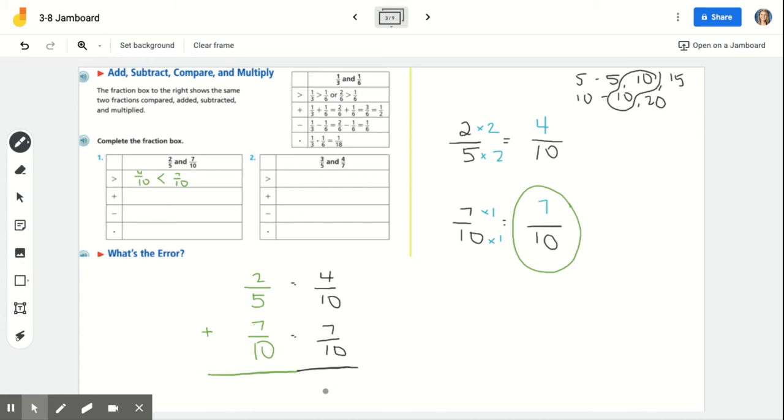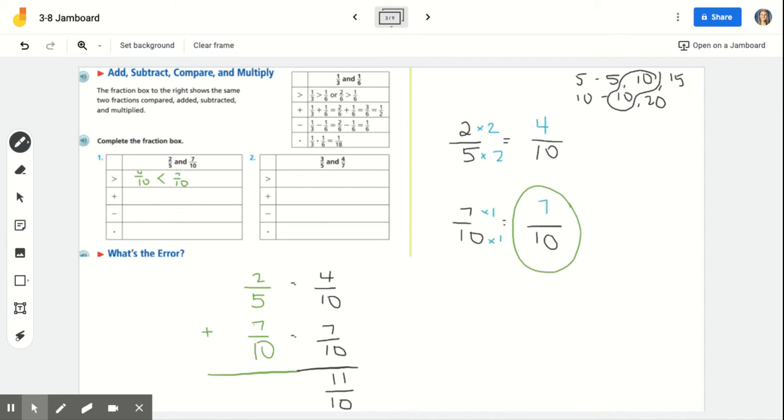So remember, when you add, denominator stays the same. So I'm going to put my answer at the bottom and already put a fraction bar and 10 as my denominator. And then we're going to go back and add our numerators. 4 plus 7 gives us 11.